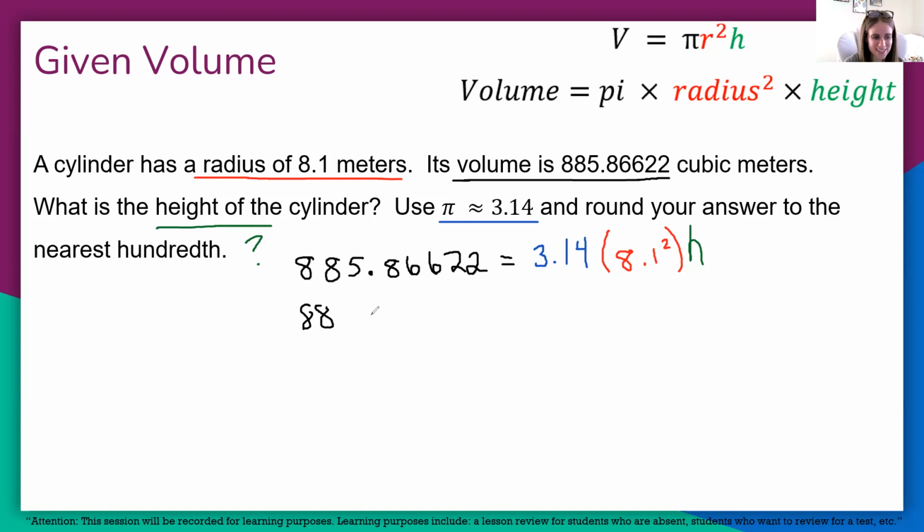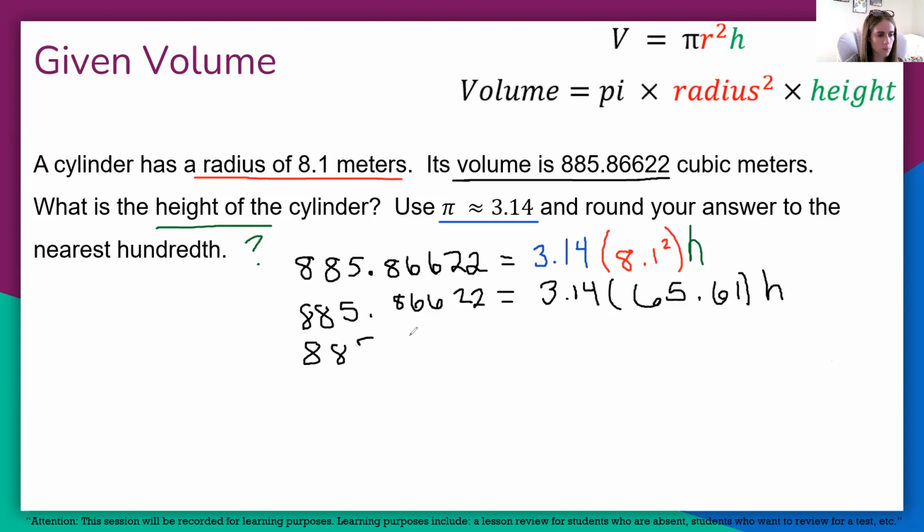It's going to take me a second to write this, but that's okay, because it'll give you guys a moment to do the same. So 3.14, and then 8 1/10 squared is 65 61/100. Now that we've dealt with the exponent, let's go ahead and do our multiplication. So multiply that by 3.14.